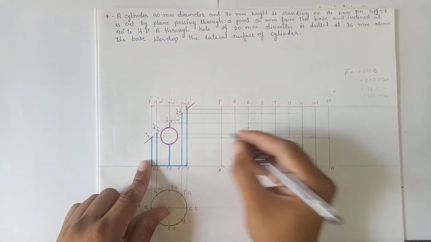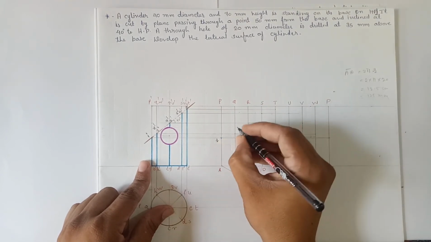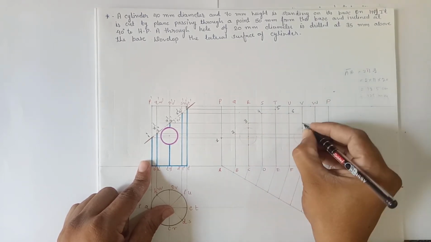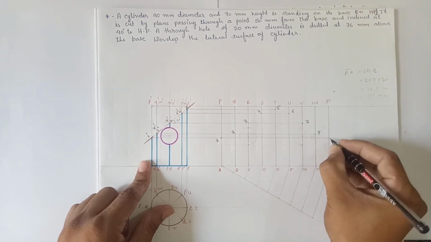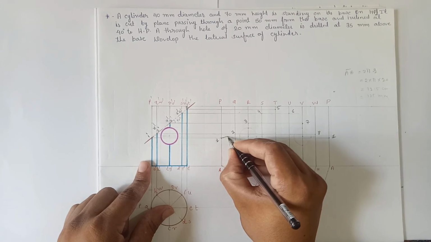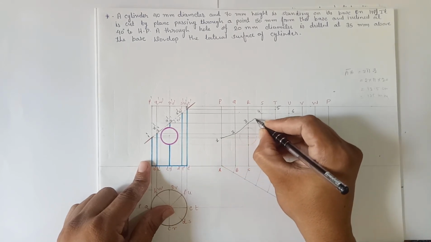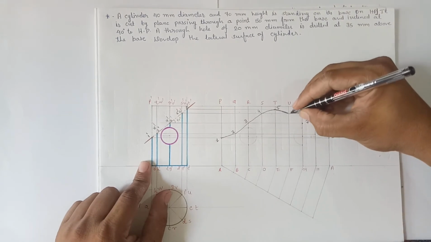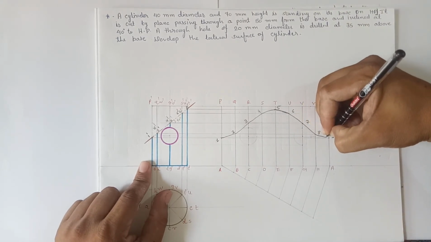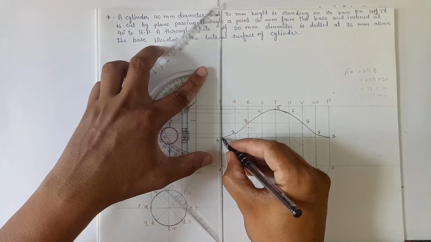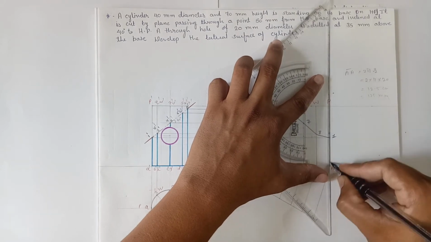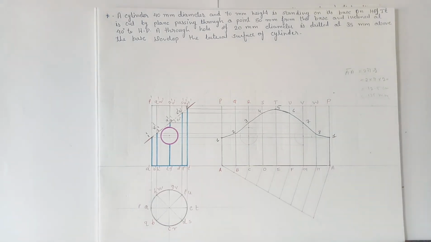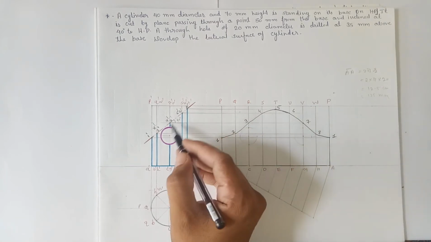Now mark these points. So this will be the first point, 1, 2, 3, 4, 5, 6, 7, 8 and 1. Draw the development of the surface passing through these points, 1, 2, 3, 4, 5, 6, 7, 8 and 1. So this is the development of the cut section, which is inclined at an angle of 40 degrees and passing from the point 50 mm above the base on the axis. So this is the development of this cutting surface.